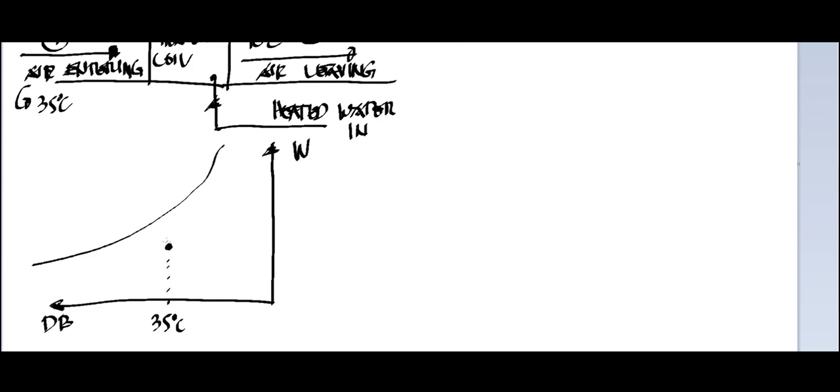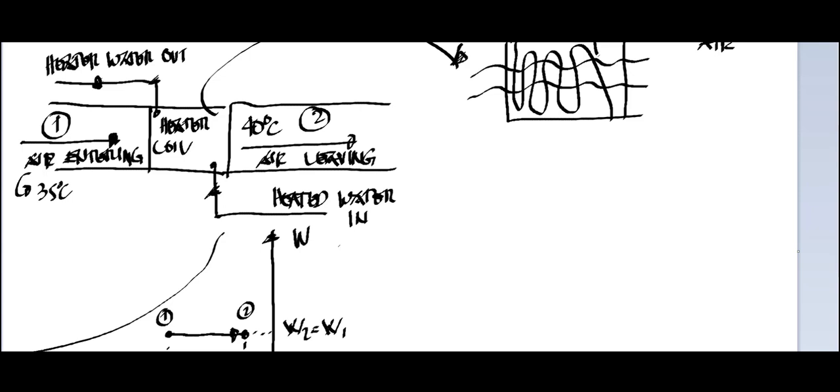So we have 35 degrees Celsius dry bulb here, running to point 2, so this will be your point 1 and this is your point 2. We have 40 degrees Celsius, and it is a constant humidity, so your humidity 2 and humidity 1 are equal. So that is the representation.